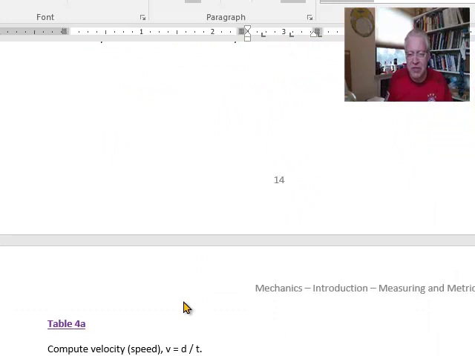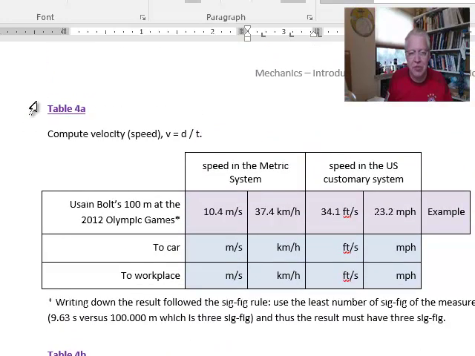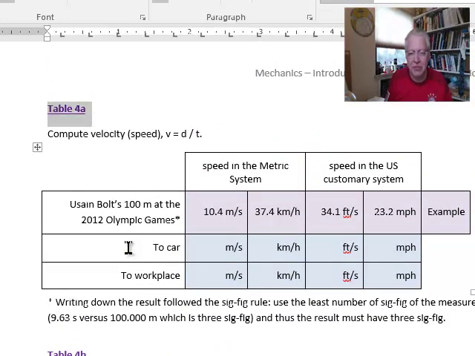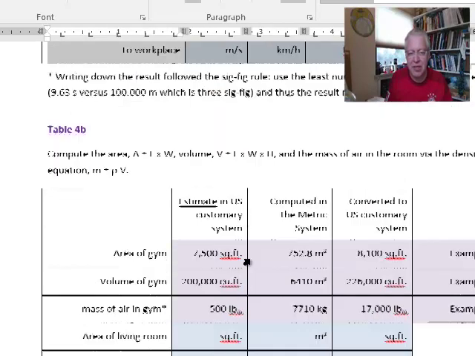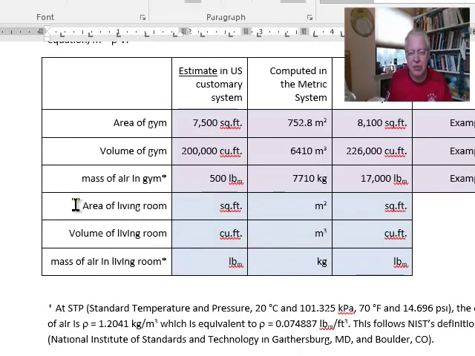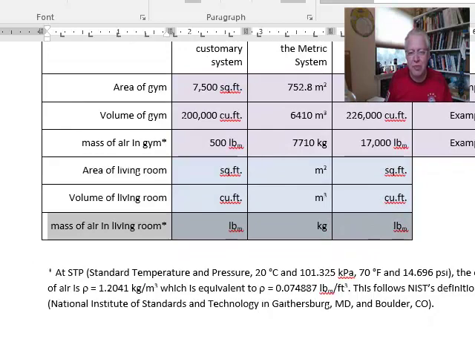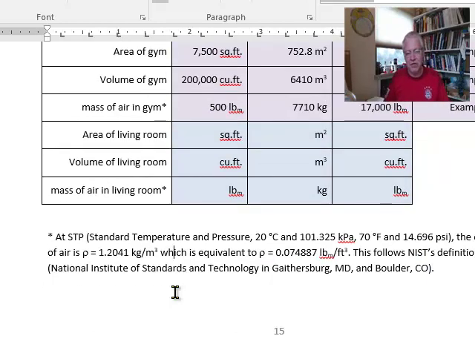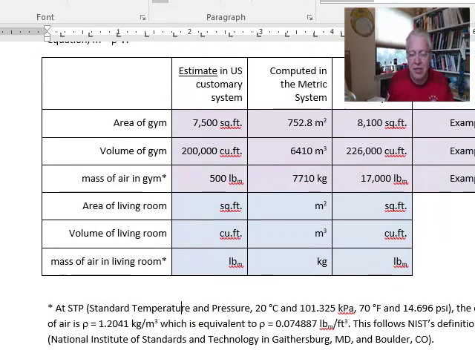Okay, then you have all these measurements here. And then you're going to go to this table here and you compute the speed in the metric system to the car and to the workplace. And then you're going to compute the area of the living room and the volume of the living room and the mass of the air in the living room, which is, the density is given here in this footnote. And that's really all you have to do for the metric system for now, to hand it in to me soon.